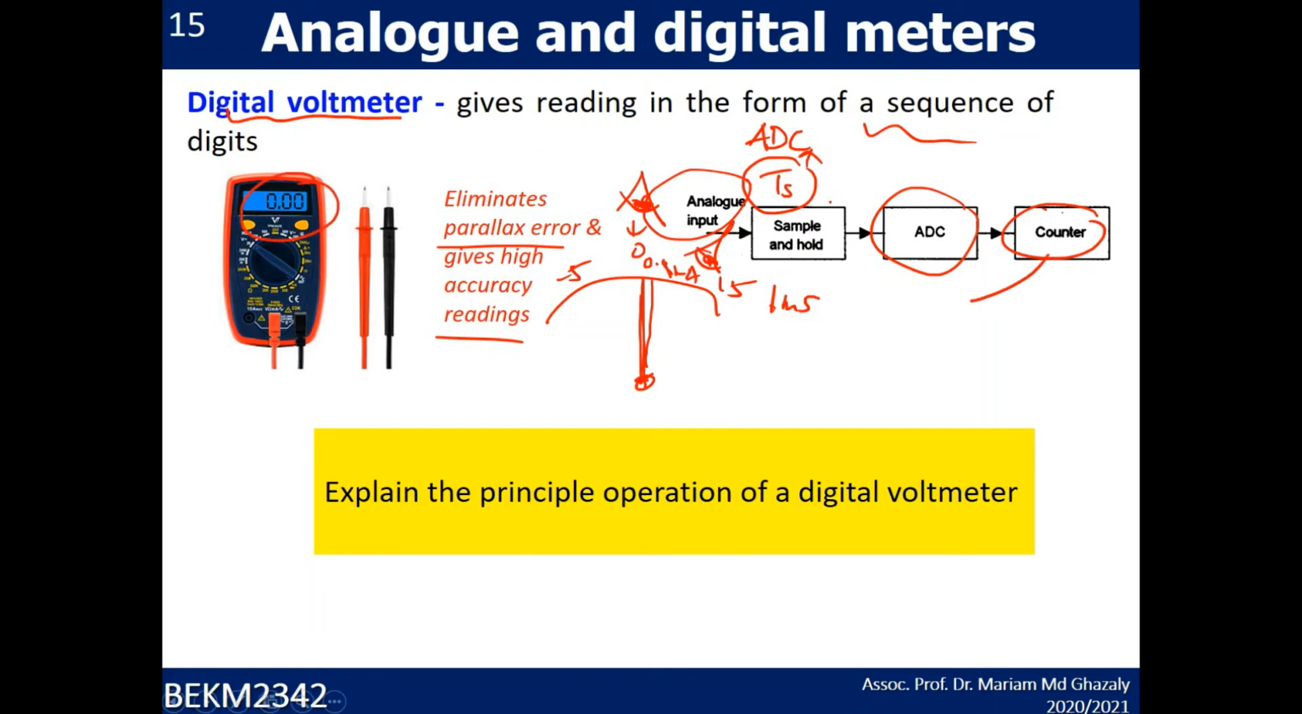Next we will look at the 7-segment display. From here, just take a few minutes to go through this. Find out and explain the principle of operation of a digital voltmeter. You can refer to the PDF file that I have shared with you, or you can search on the internet using Google, or you can just search on YouTube. Find a video that is relevant to the explanation of the digital voltmeter.